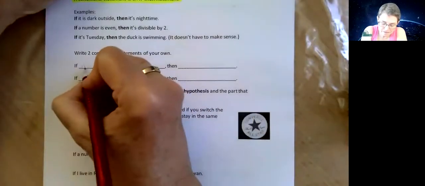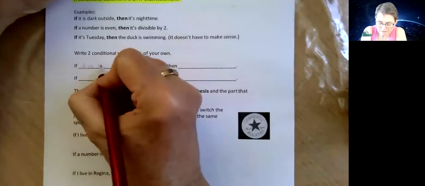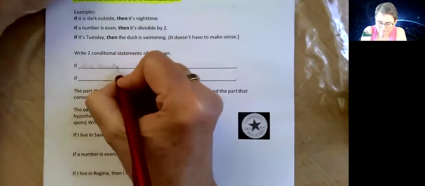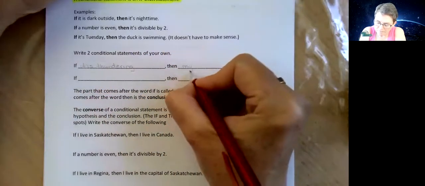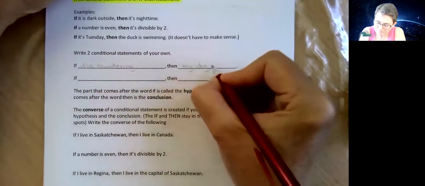Anyway, write 2 conditional statements of your own. Do that now. If it is thundering, then my dog is shaking.